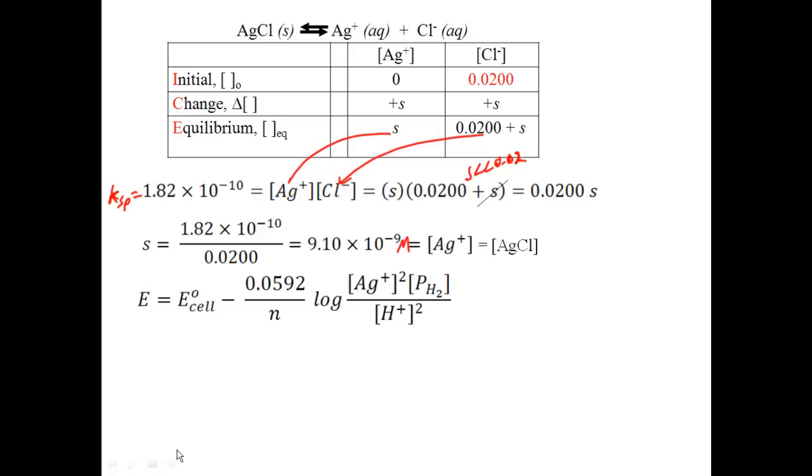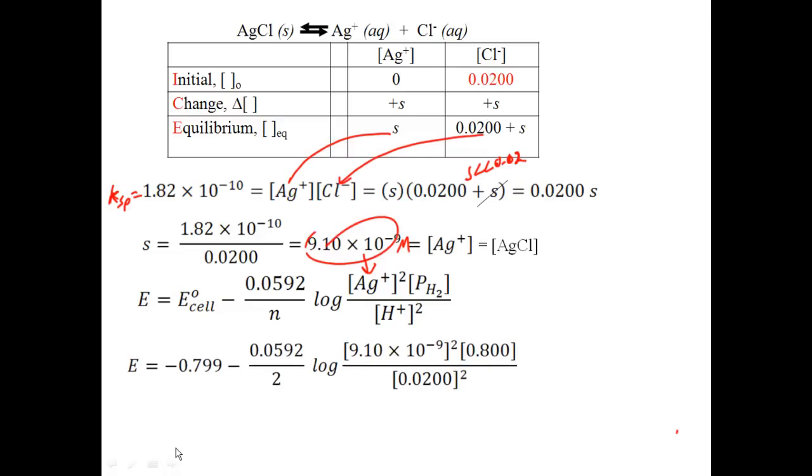potential equation, my Nernst equation, which gets me E of the potential of my non-standard cell equal to the E of my standard cell minus 0.0592 divided by n, log of my concentration of silver squared, which is that concentration we just calculated, which is going to be plugged in here. Partial pressure of your hydrogen, which we know, and the concentration of my hydrogen ion squared.